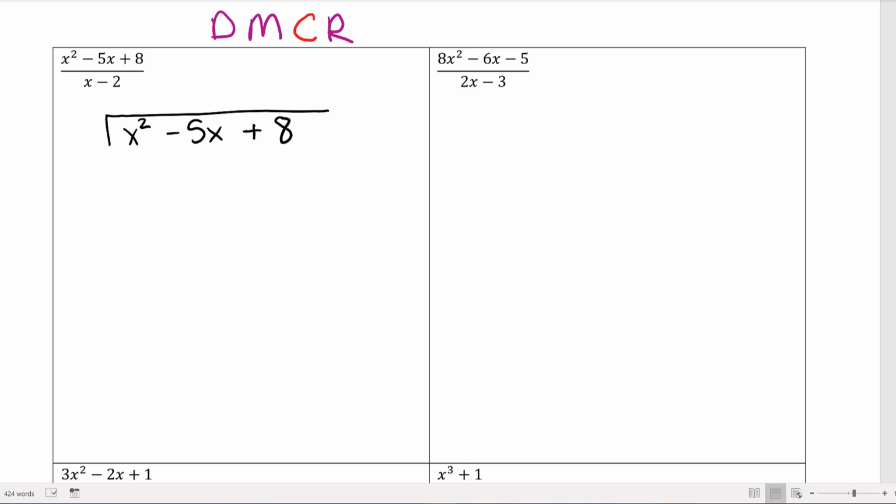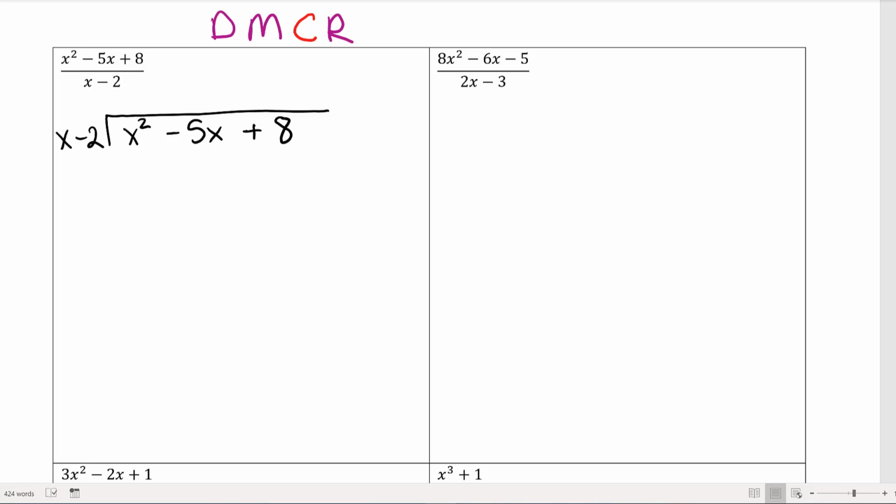columns. Notice I have an x squared column and everything above and below it is going to be x squared. And then I have an x column and everything below and above is going to be x. And everything in the last column is going to be a number above and below the 8 because 8 is a number. The divisor x minus 2 goes out in front.